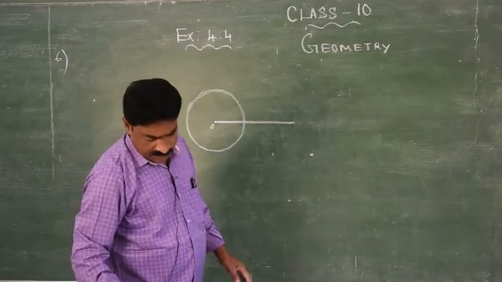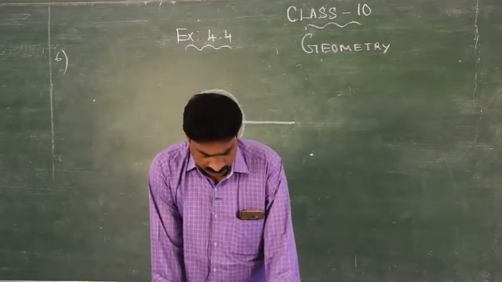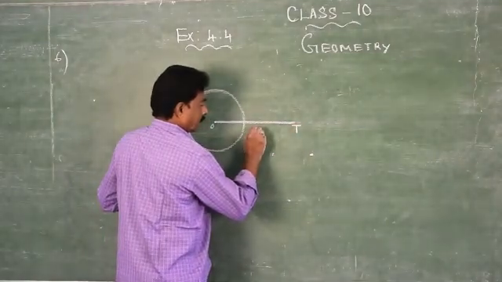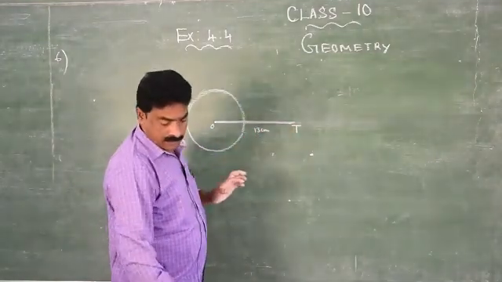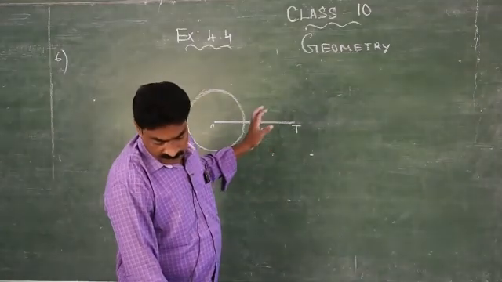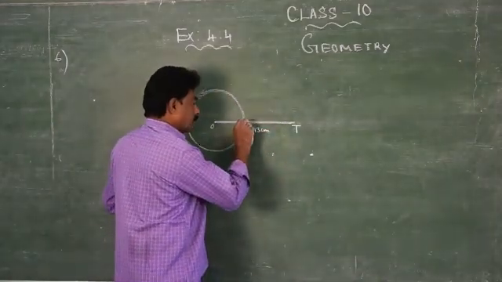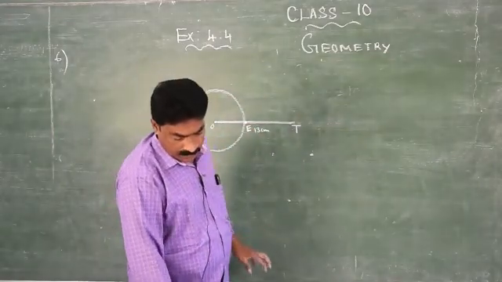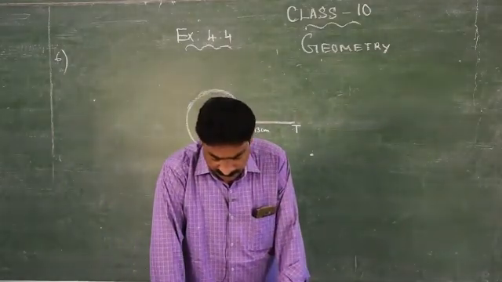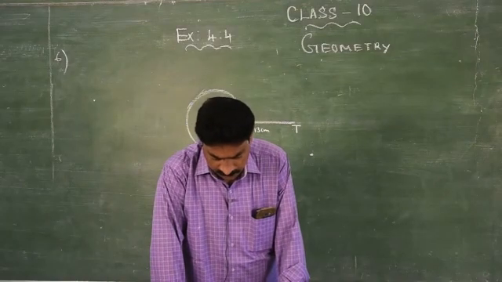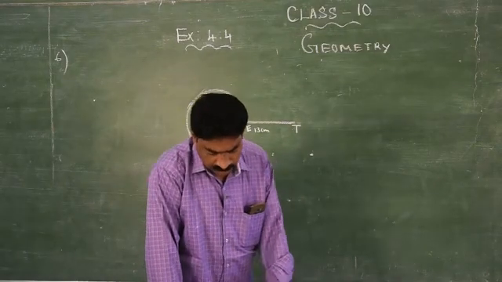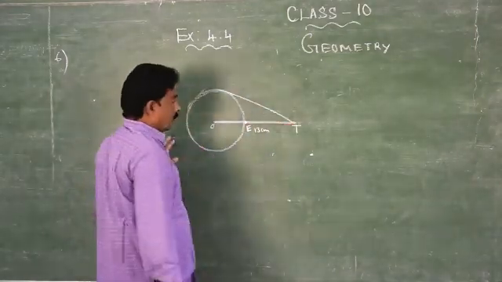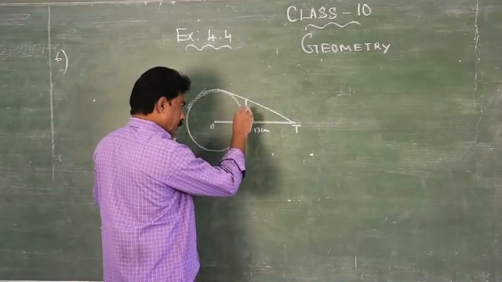T is a point such that OT is 13 centimeters. OT is 13. And OT intersects the circle at E. If AB is a tangent to the circle at E, AB is a tangent.